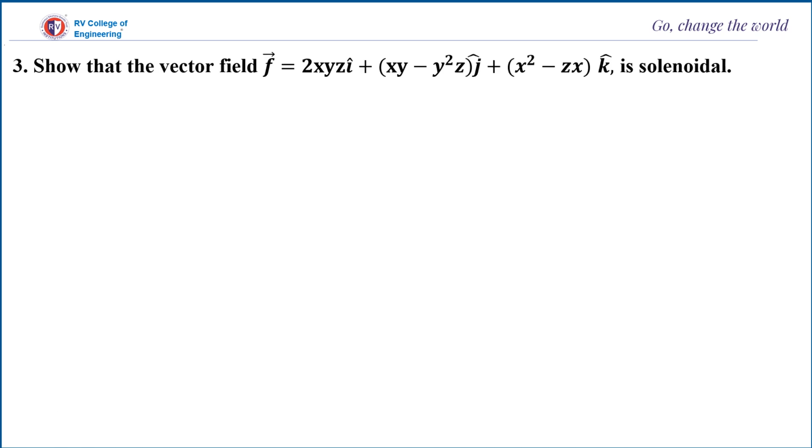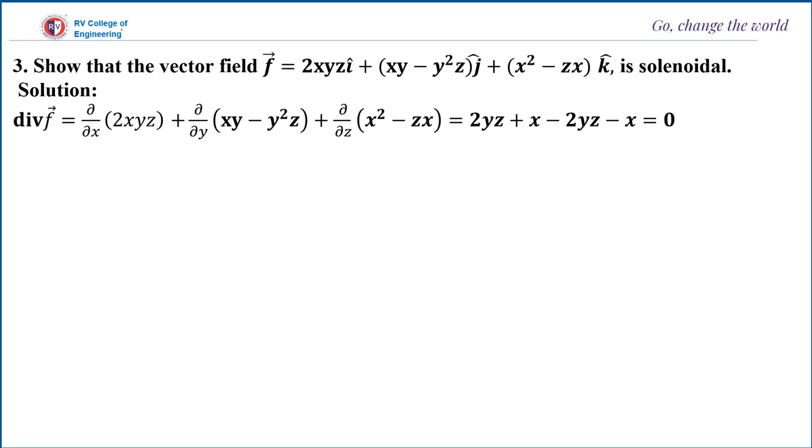Show that the vector field f is equal to 2xyz i plus xy minus y square z j plus x square minus zx k is solenoidal. We know that the vector field is solenoidal when divergence of f equal to 0. So taking divergence of f, that is nothing but dou by dou x of the i component 2xyz plus dou by dou y of the j component xy minus y square z plus dou by dou z of x square minus zx. On differentiating and simplifying, we get divergence of f equal to 0.